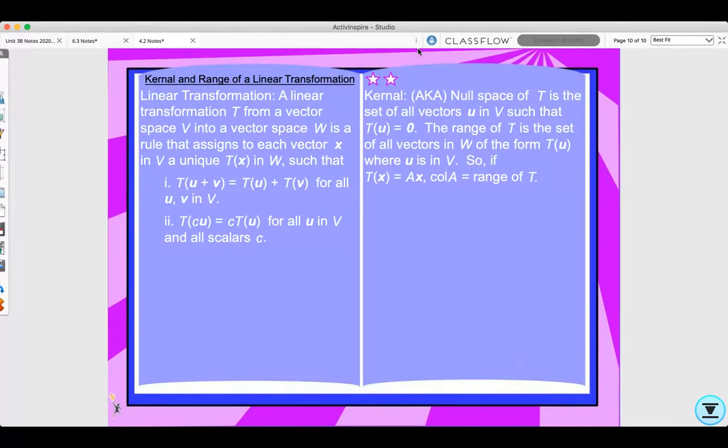The kernel, also known as the null space of T, is the set of all vectors u in V such that T of u equals 0. The range of T is the set of all vectors in W of the form T of u where u is in V. So if T of x equals Ax, column A is the range of T. So with this, you can say column A equals span A, and the range equals column A.